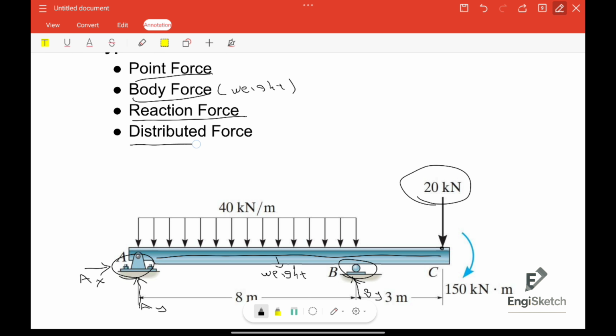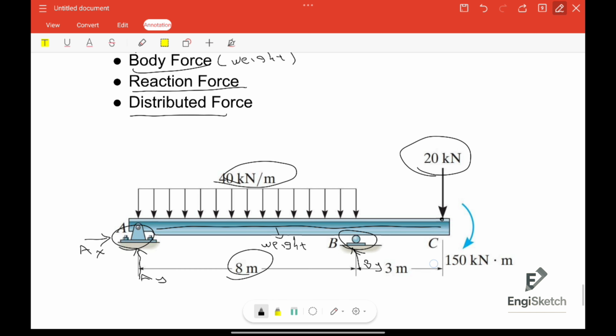Okay, and the last point is the distributed force. As we see here, this 40 is distributed over the 8 meters. It's not concentrated like the 20 here. It's distributed over the 8 meters. That's why it's called distributed force.